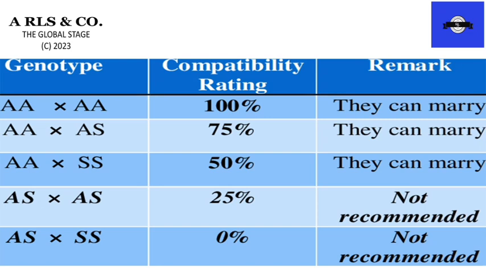Lastly, if one of the parents is AS, that is, has the trait, and the other is SS, that is, has sickle cell anemia, there is a 0% chance that your children will be normal, and therefore we do not recommend that you go ahead and get married. So this brings us to the end of our topic, sickle cell anemia.